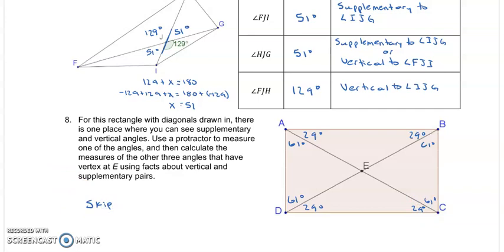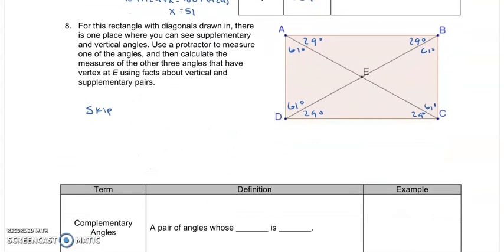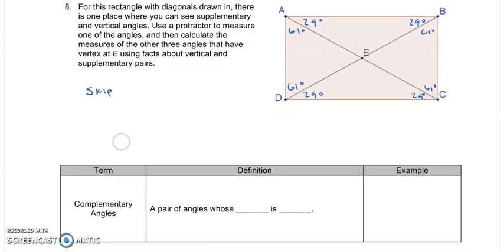So let's look at our next vocabulary term. We'll come back to that diagram up above in just a moment. Our next term is complementary angles. Complementary angles are a pair of angles whose sum is 90 degrees. So it's going to form a nice right angle or a corner.